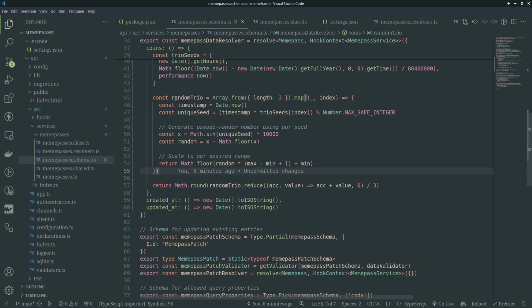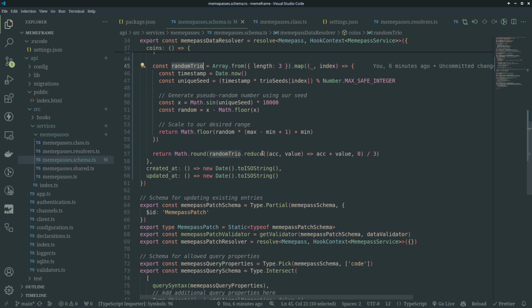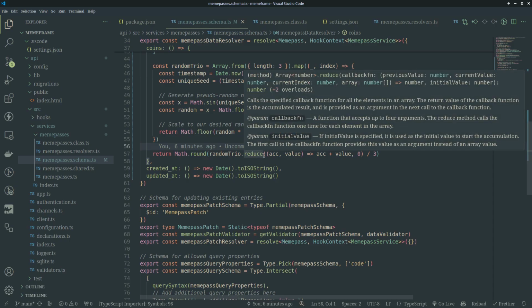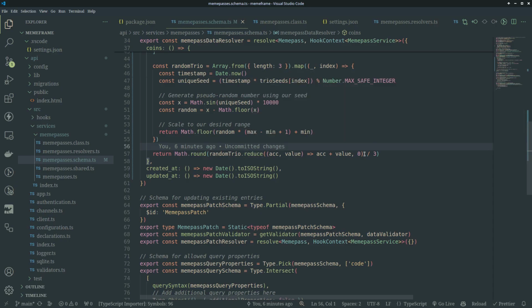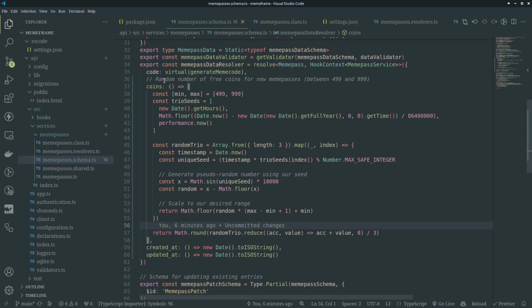Now we've gotten these three random numbers. The next step was to reduce it. Here we sum the numbers up. In fact, I was thinking there was Math.sum here. Python has this sum function, so I thought it existed here, but then I realized, oops, it doesn't. So I have to use reduce, and when I sum it up, I divide by 3 to find the average and then round up. So this is what gives us the random number.